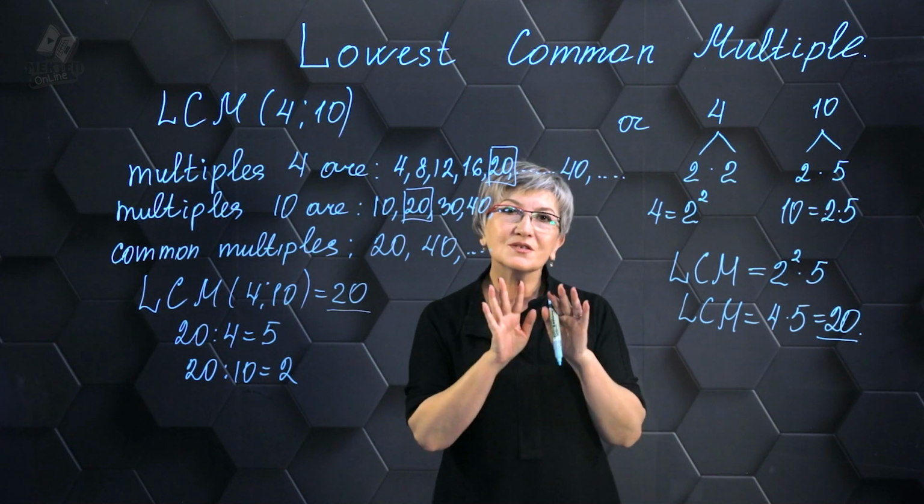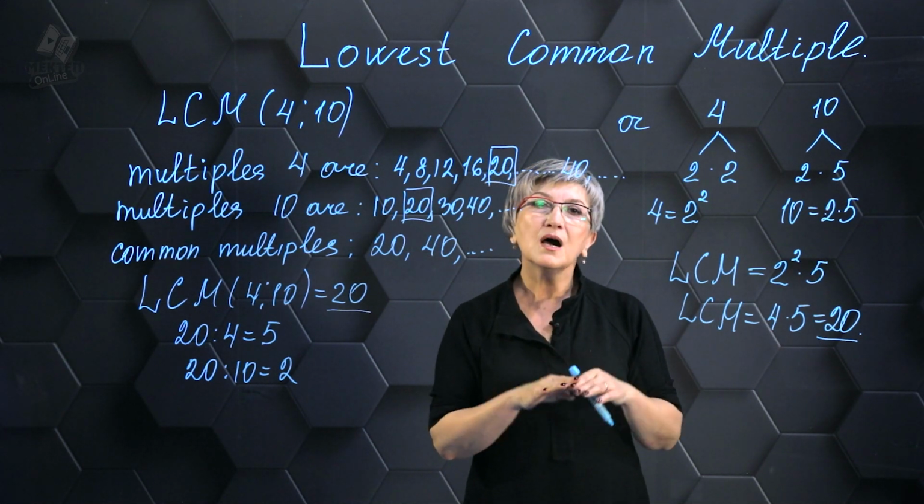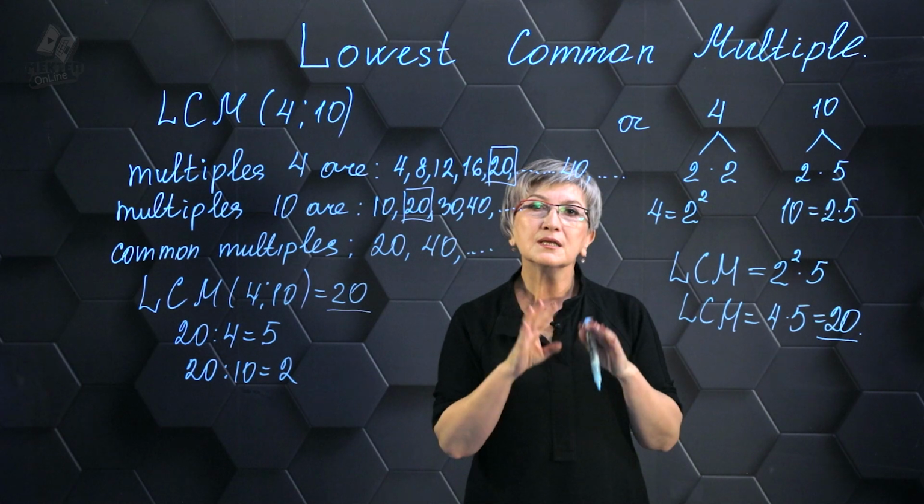At the next class we'll review a few more examples together, and then we'll determine the least common multiple for 3 numbers.